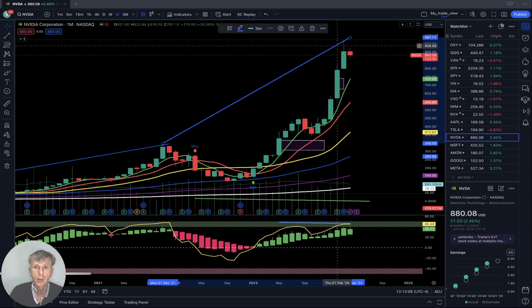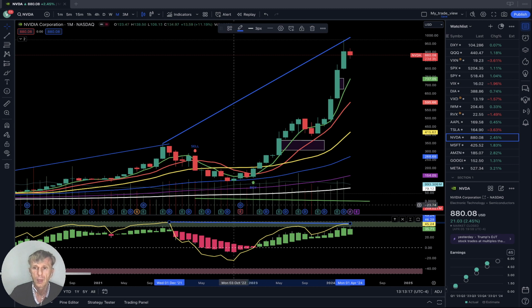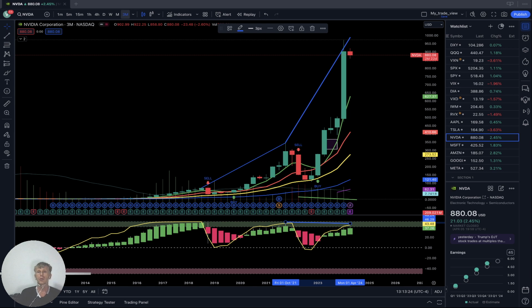Bullish trend on monthly time frame, last bar huge disconnection from all moving averages, and bearish divergences on RSI. Bullish trend with bearish divergences. And quarterly, it's a bullish trend, bearish divergences on RSI. Huge disconnection. Last bar disconnected from all moving averages.